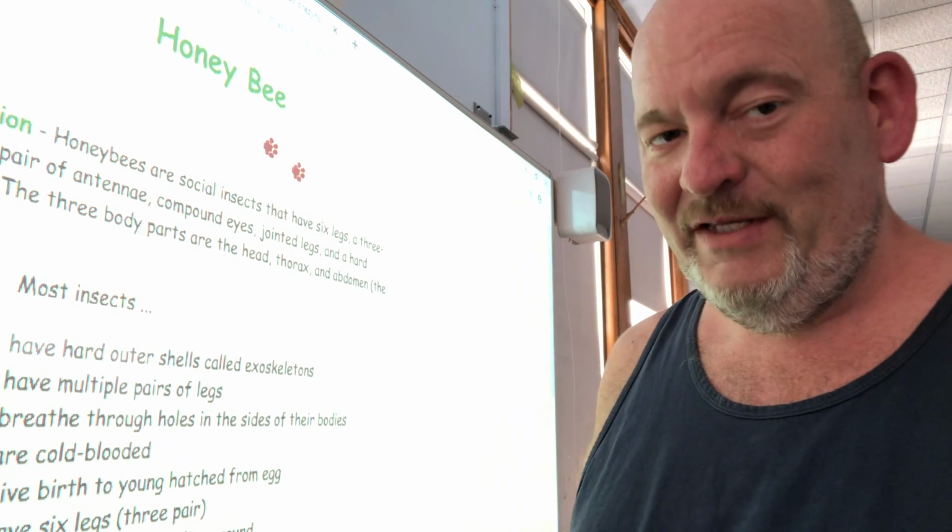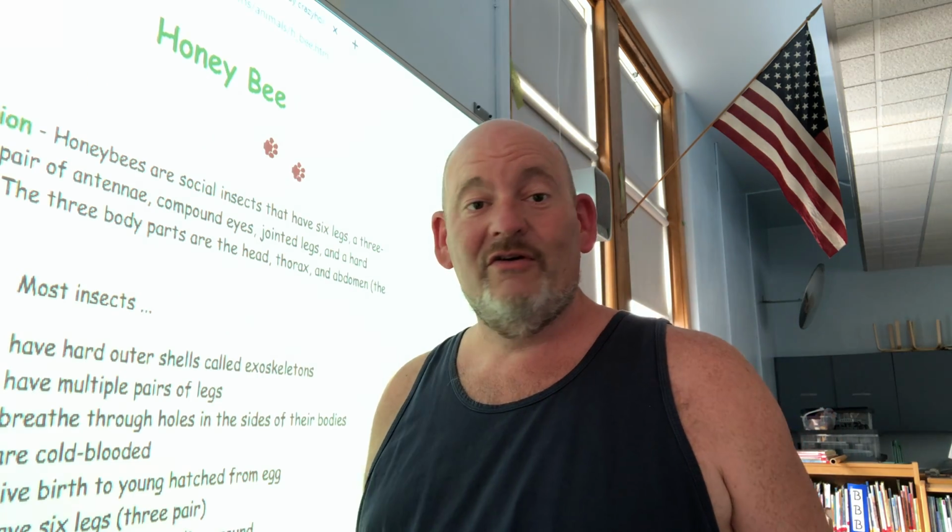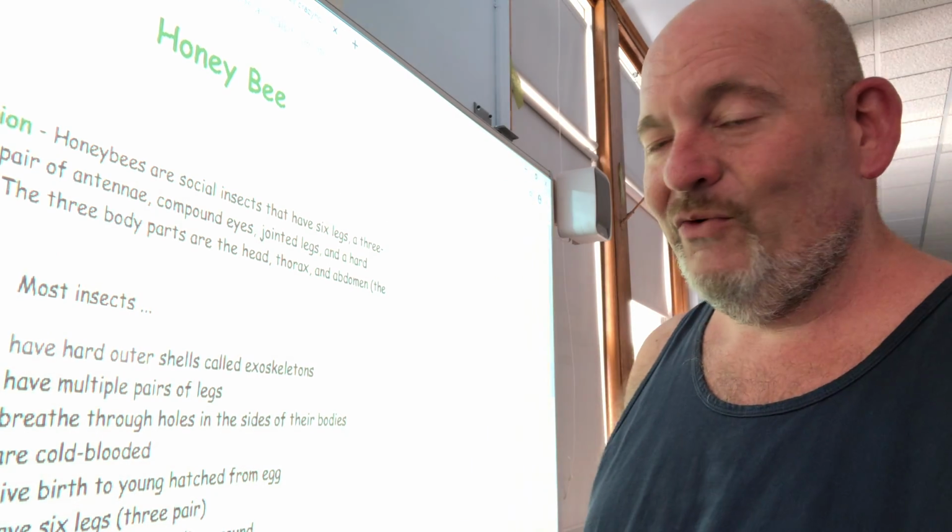Our first project is supposed to be on bees, and today I'm going to give you examples of honeybees, which are the bees that we mostly see around us, especially here in summertime in the north.